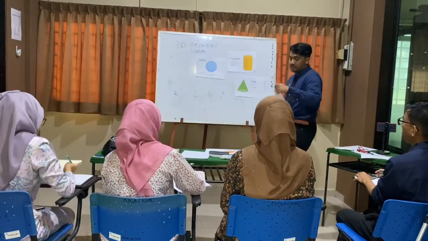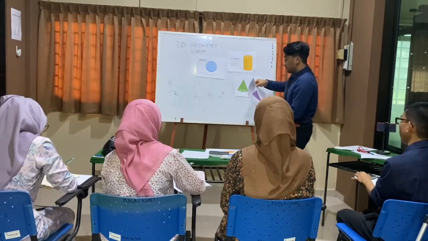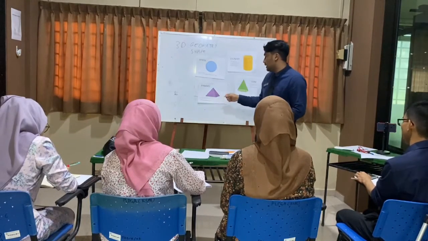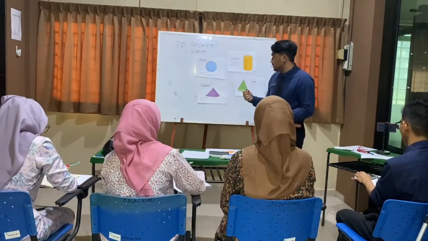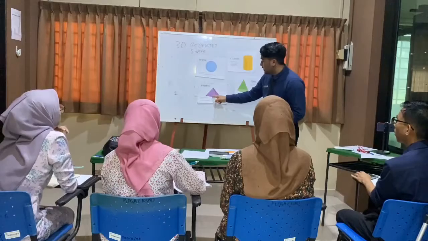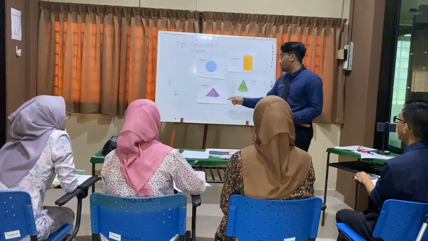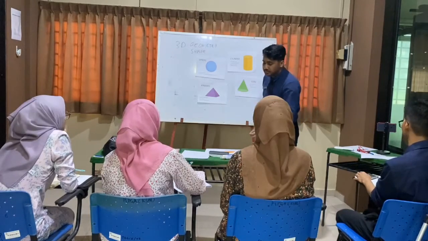Next we have the pyramid. Pyramid has one flat base, and normally this base is square, with similar sides. It also has one apex, just like a cone, at the top of the shape.